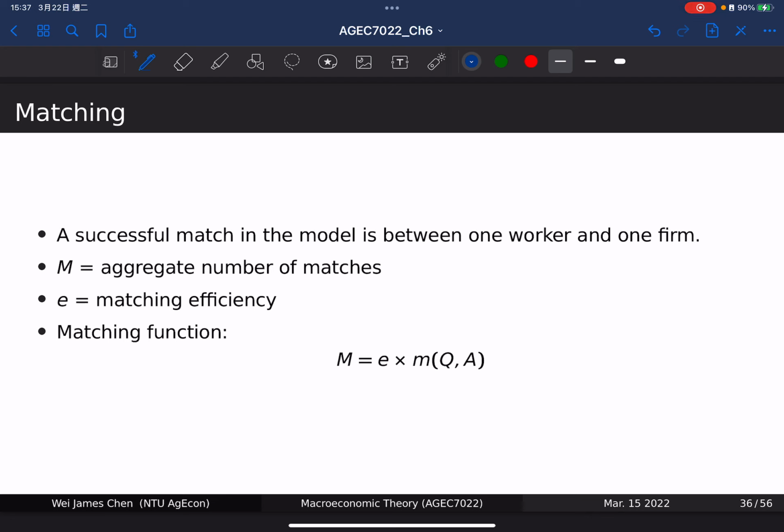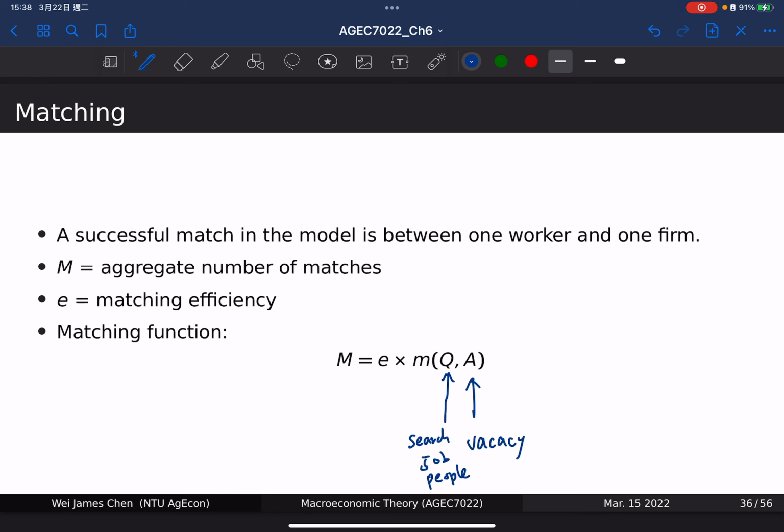So there's a matching mechanism here. Basically, say the actual aggregate number of matches. There are Q people who search for a job, right? And A is the vacancy. That many Q number of people are searching for a job, and A number of vacancies are there. How do we decide how many people are actually matched here? When I say match, I mean 1 vacancy is matched with 1 person. That is a match.